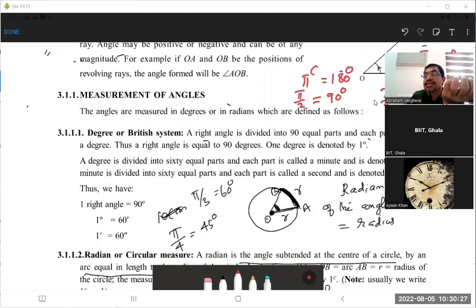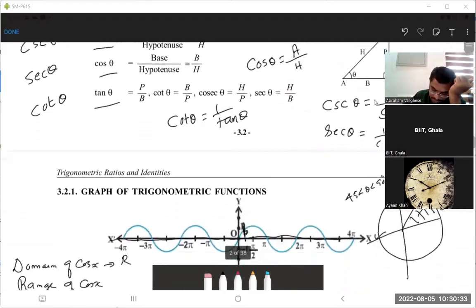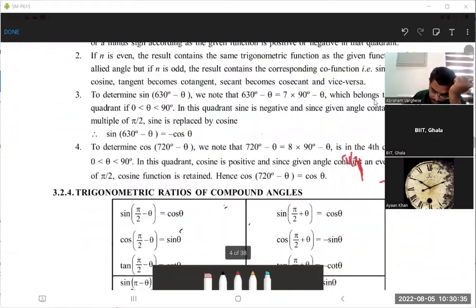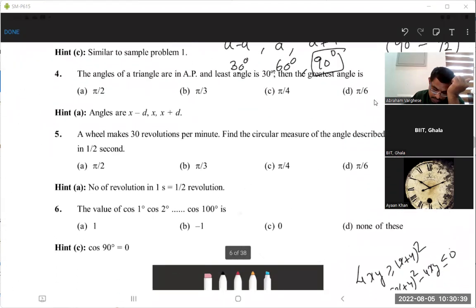So one is a radian measure, another one is a degree measure. Here in this question, the answer is given in radian measure. That's why it is given as pi by 2. That means pi by 2 is the same as 90 degree.